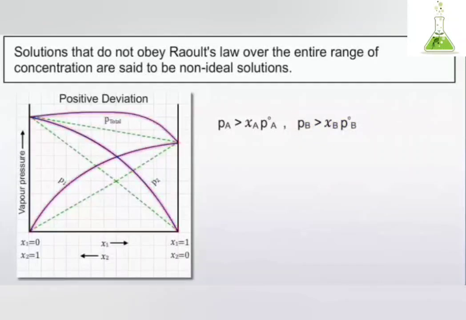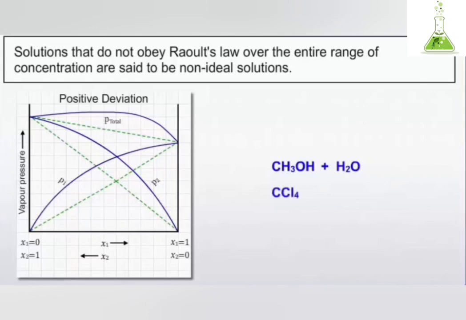For solutions exhibiting positive deviation, the enthalpy of mixing as well as the volume of mixing will be greater than 0. Methanol and water as well as carbon tetrachloride and chloroform are some of the examples that show positive deviation from Raoult's law.